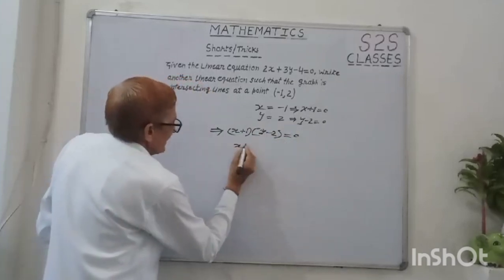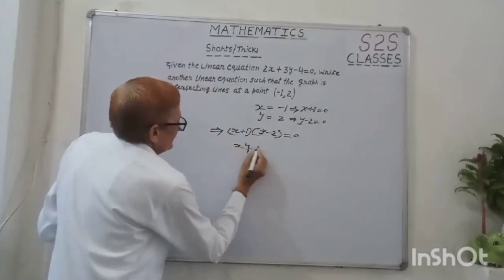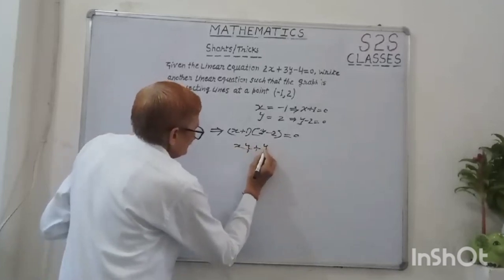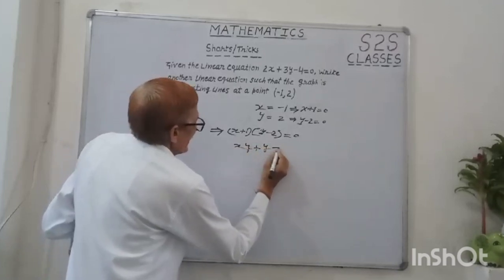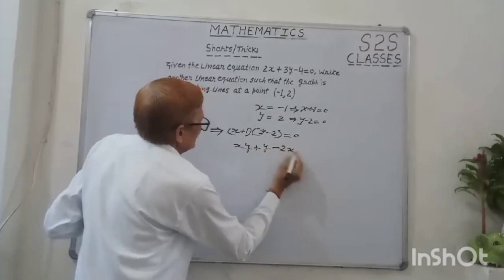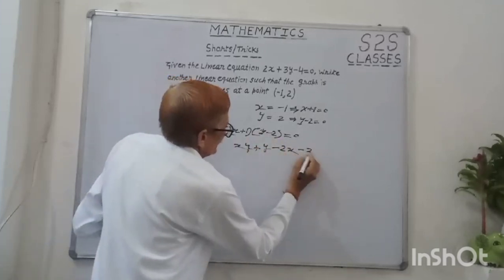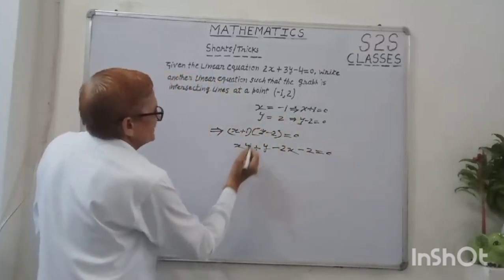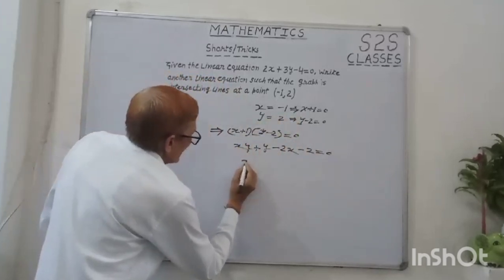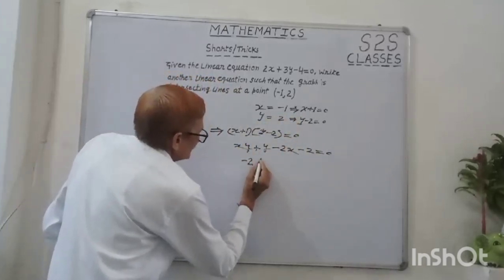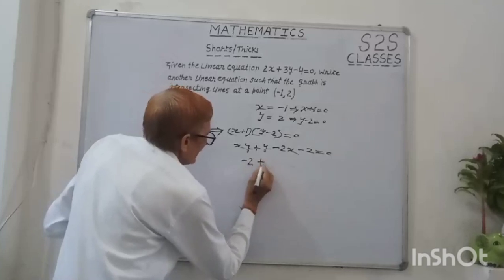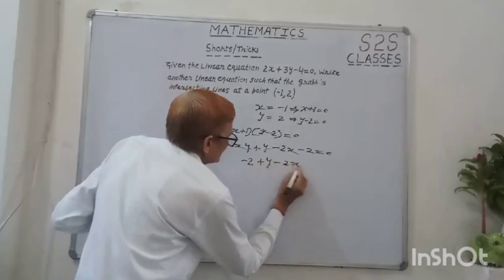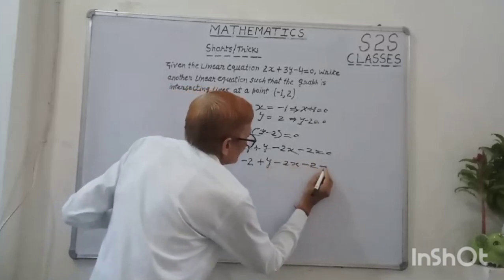Then xy plus y minus 2x and minus 2 equal 0. Then put x value is -1 and y 2. So it is -2 x into y and plus y minus 2x minus 2 equal 0.